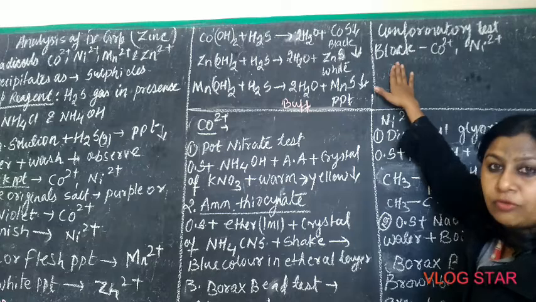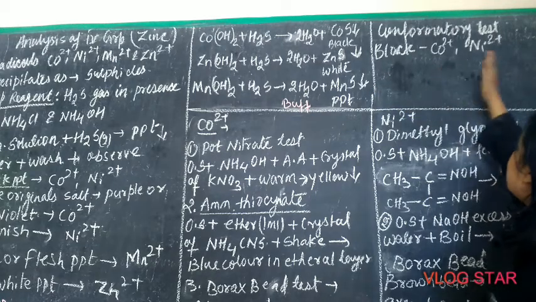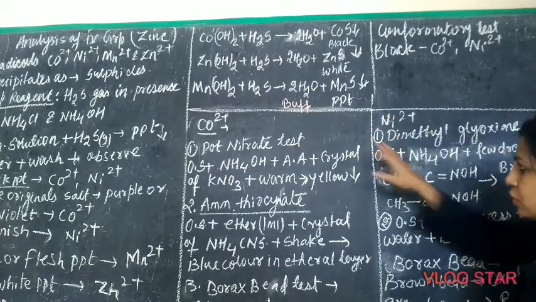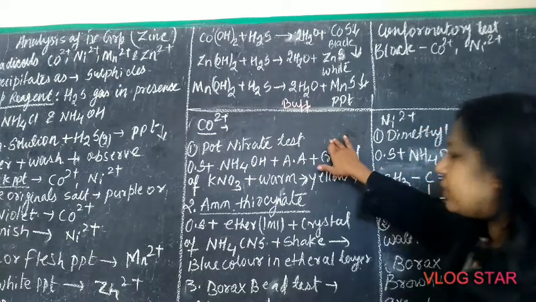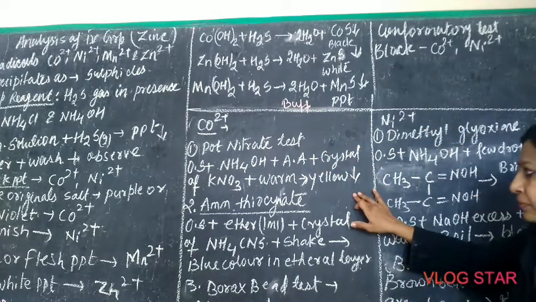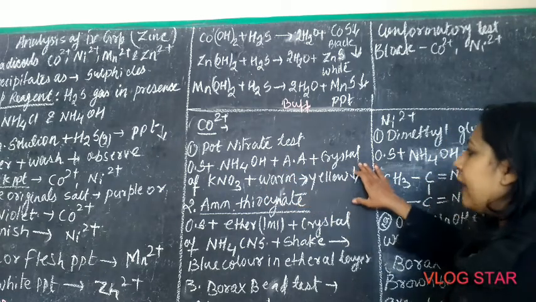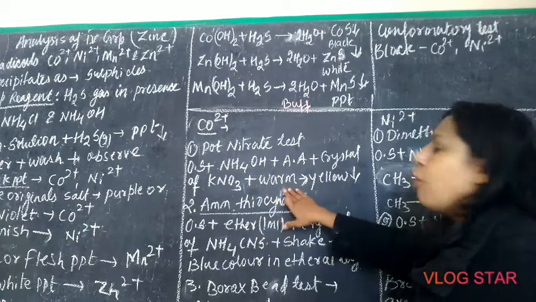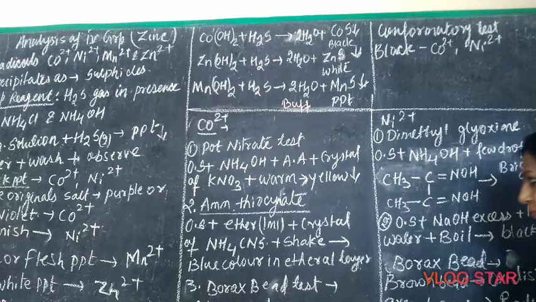First, we'll go for the confirmatory test for black precipitate. Black precipitate may contain cobalt 2+ or nickel 2+. So, test for cobalt 2+. Two tests we have. First is potassium nitrate test. Take the original solution, add ammonium hydroxide, then add acetic acid and a few crystals of potassium nitrate, that is KNO3, and warm it. If you get yellow precipitate, that means Co2+ is present.